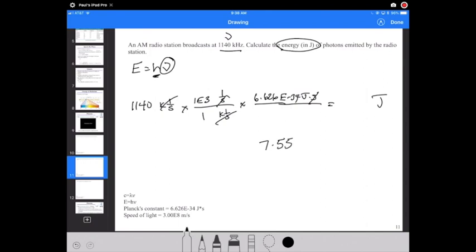7.55 e to the negative 28 joules. Feel good? Anybody else get that number? Okay.